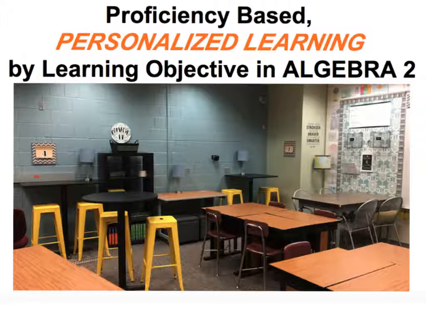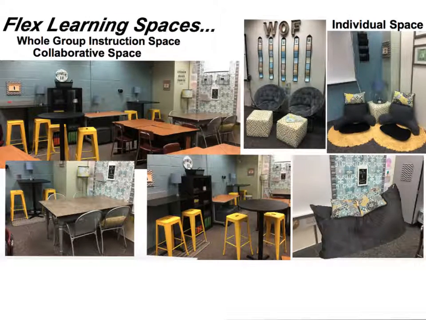This video will give you some quick insight into what proficiency-based personalized learning by learning objective will be like in Algebra 2 this year. The classroom is made up of many flex learning spaces. Individual desks have been brought together in groups of 3 or 4 for whole group class instruction. There's various collaborative spaces, some with dining tables and 4 chairs, some high-top tables with bar stools, and other groups of 2. There are also individual spaces where students can get comfortable and work. There's lap desks, comfy chairs, and a large beanbag.